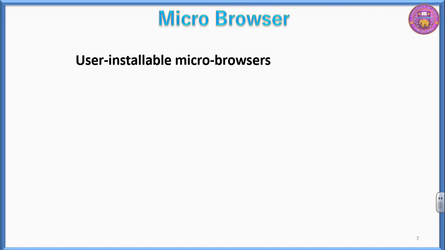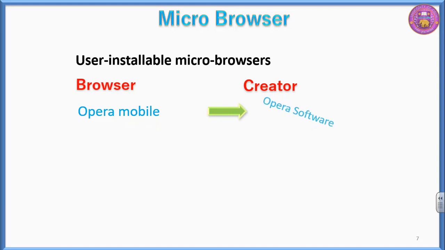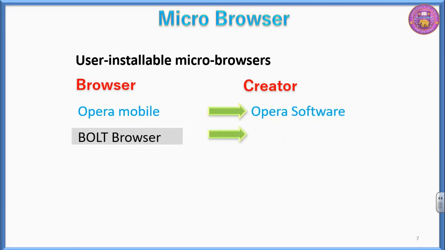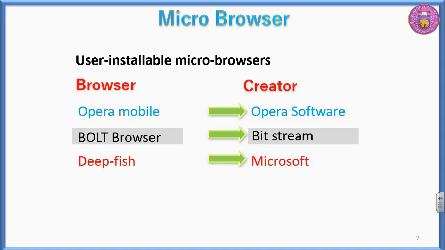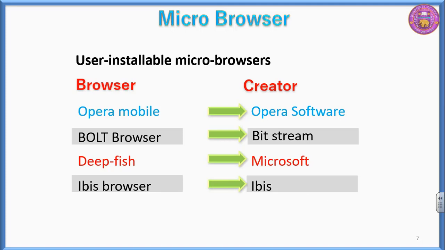Some of the user installable micro browsers are Opera Mobile, and the creator is Opera Software. Bolt browser, creator is Bitstream. Deepfish, creator is Microsoft Corporation. Ibis browser, creator is Ibis.